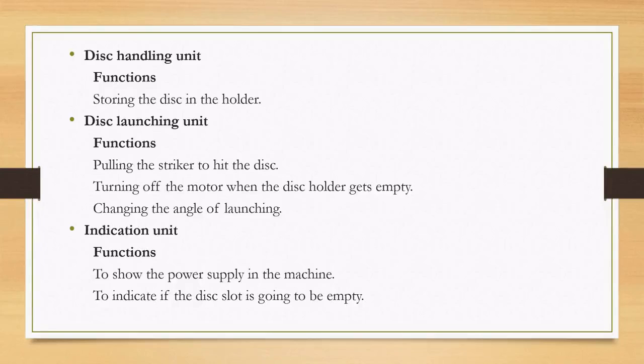So here are the functions of the subsystems. Disk handling unit: its function is to store the disk in the holder. Next is the disk launching unit. Its function is pulling the striker to hit the disk, turning off the motor when the disk holder gets empty, and changing the angle of launching. Next is the indication unit. Its function is to show the power supply in the machine and to indicate if the disk slot is going to be empty.